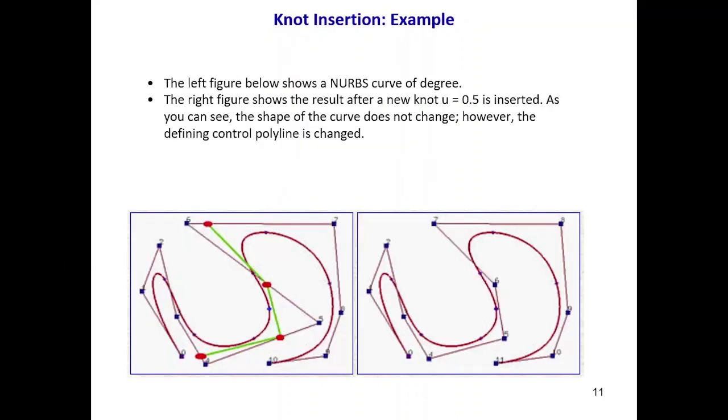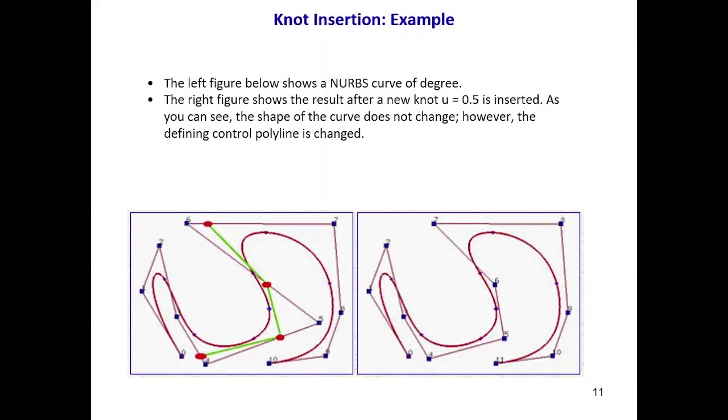So let's look at an example here. Let's move aside from all the boring math that we discussed till now and jump into the example so that we'll get a clearer understanding. Here the left picture shows a NURBS curve of degree 4. The right figure shows the result after a new knot insertion u equal to 0.5.